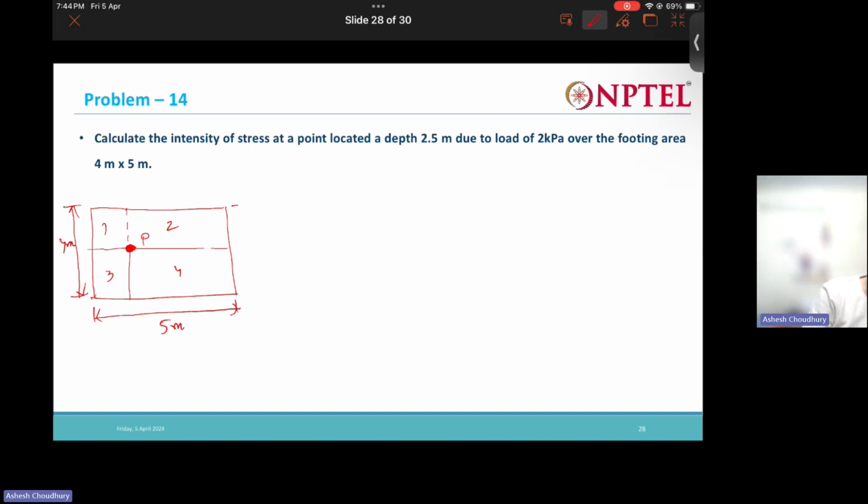So this is given 2 meter. This is also 2 meter. This is also 2 meter, and this is 3 meter. Okay. Now how to do that? So a comprehensive relation is there which gives the stress at a point below a corner of a footing. That relation we are going to use to find this.